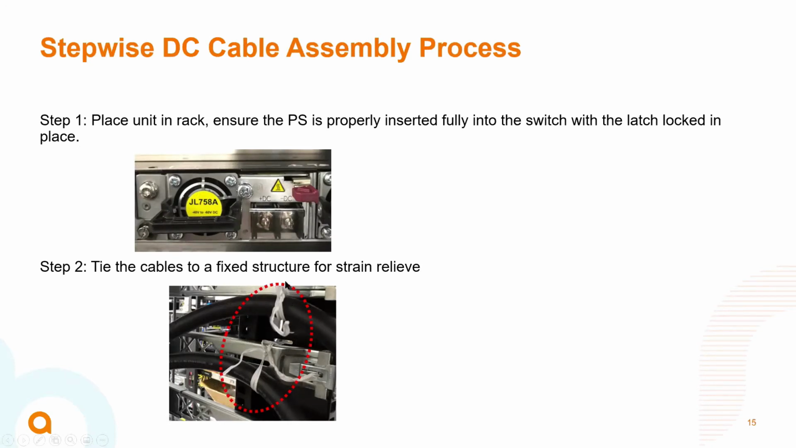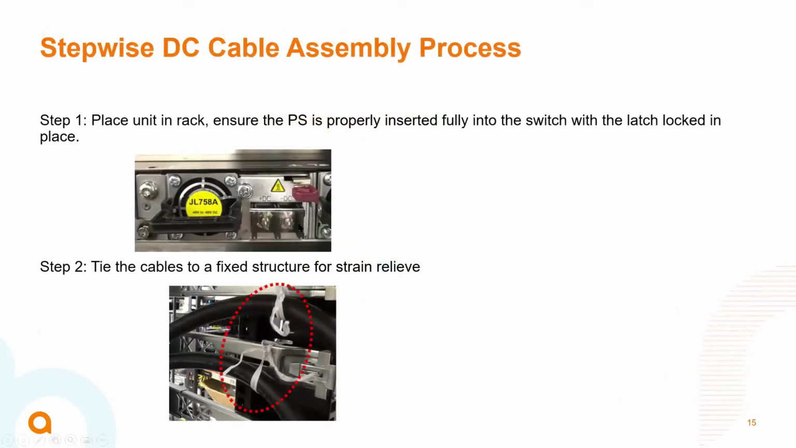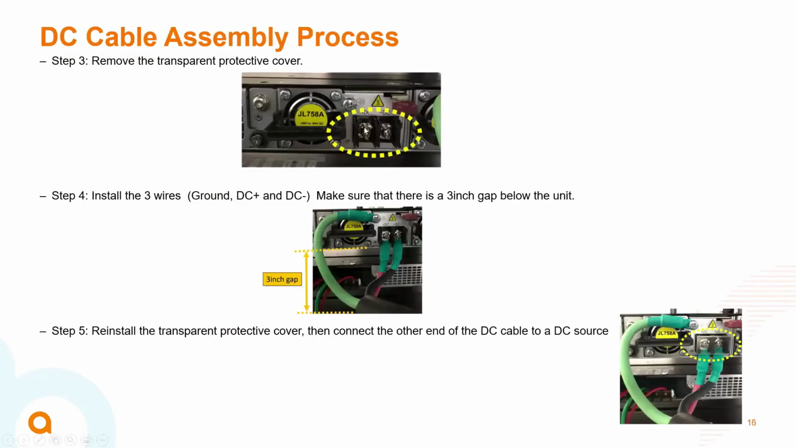Once he does that, if he has a DC cable, he has to mount this properly onto the rack. Remember, there is a transparent safety shielding here, which I'm going to show you in the next slide. Then he has to remove this safety shield. That's a protective cover, just a small plastic cover. He has to remove that. It is a very, very important cover, if you ask me, between the green and the combination of plus and minus. And then step four, install this properly and then put the protective cover back.